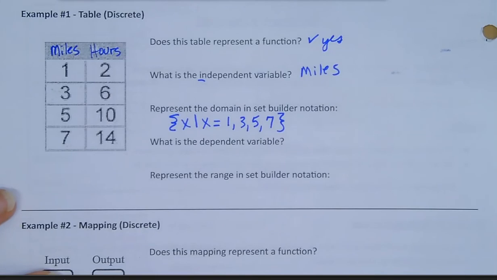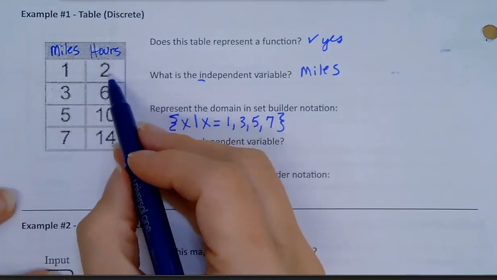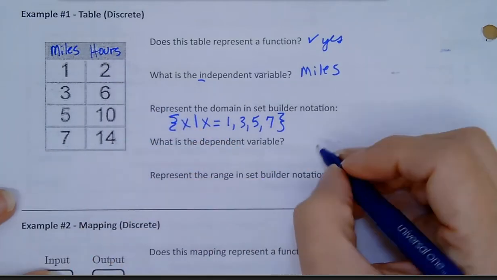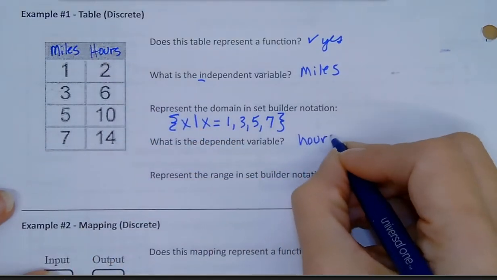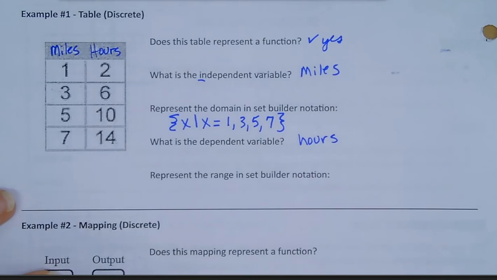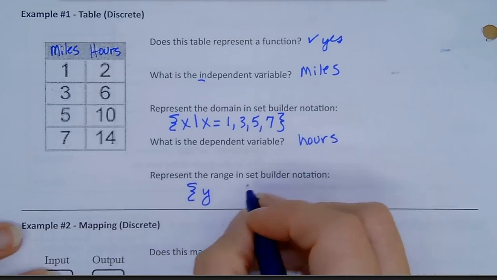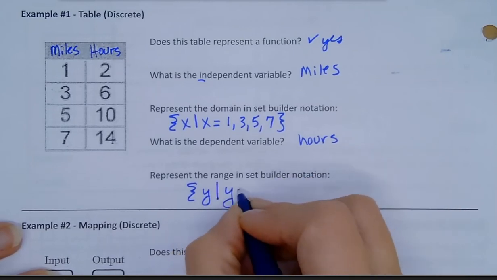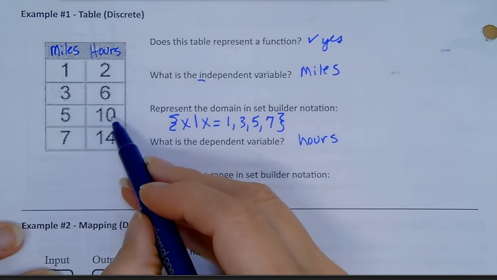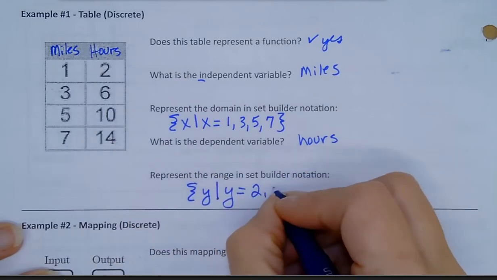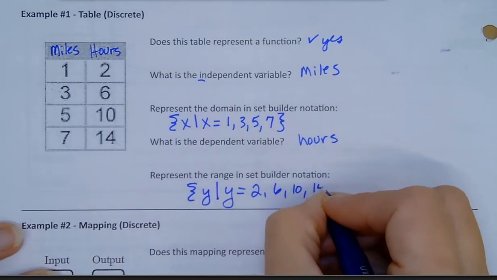Okay. What is the dependent variable? The dependent variable is the output. It's the other variable, so I'm going to say that that's hours. That is the range, output, range, dependent variable. And so I'm going to tell you all about the range. The range is y, and it's y such that y must equal any of these numbers that we've been given. So we're going to say 2 or 6 or 10 or 14.